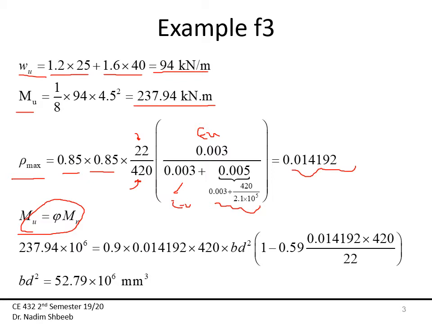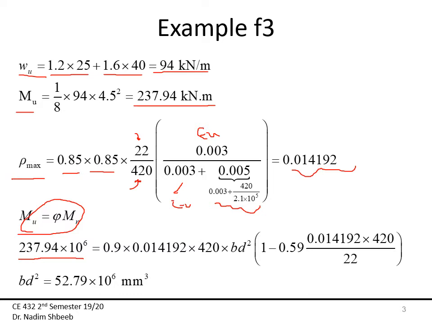Now we know that the M ultimate is going to equal phi Mn. So the ultimate moment, 237.94 times 10 to the 6. And please use 10 to the 6 because now you're converting from kilonewton meters to newton millimeters. If you don't do that, you're going to get some very weird numbers.